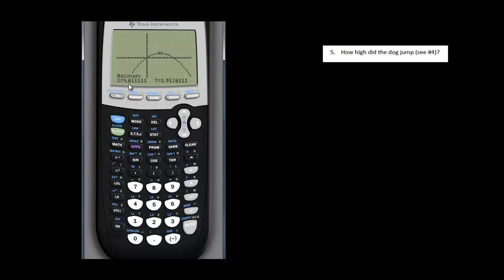So when he's 4.6 out, he's going to have a max height of 1.91. So you want to be looking at the y value. So roughly 1.91.